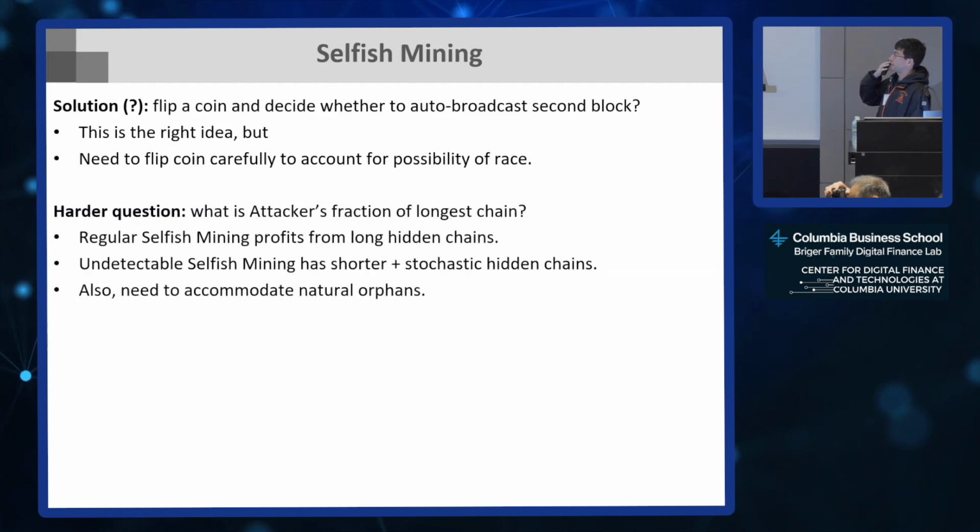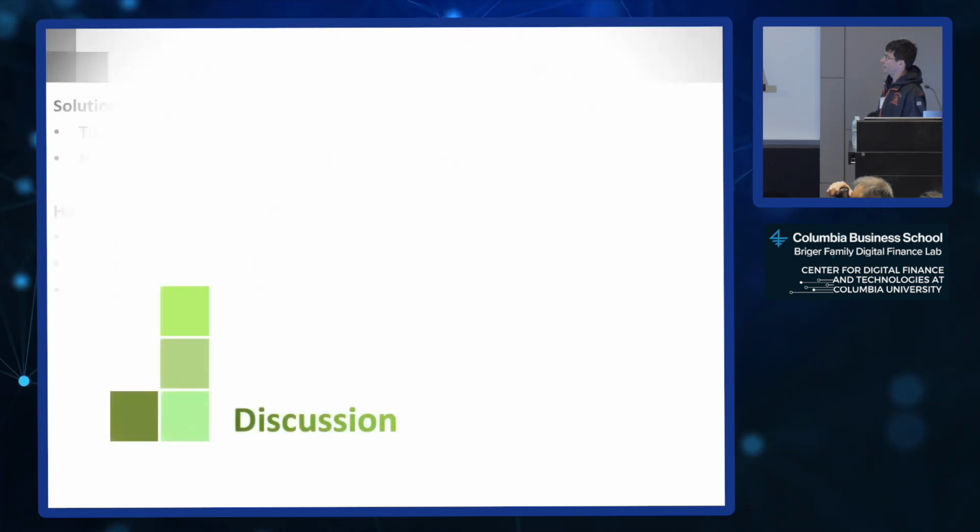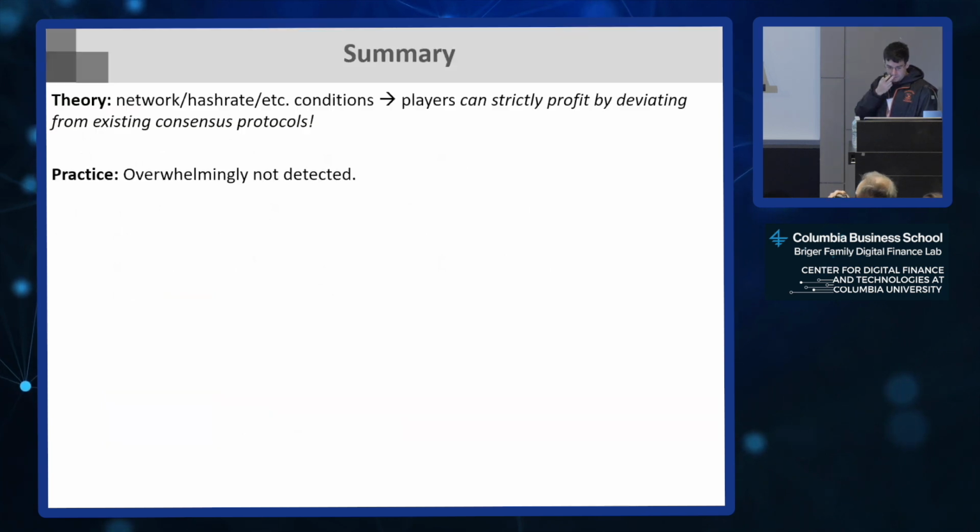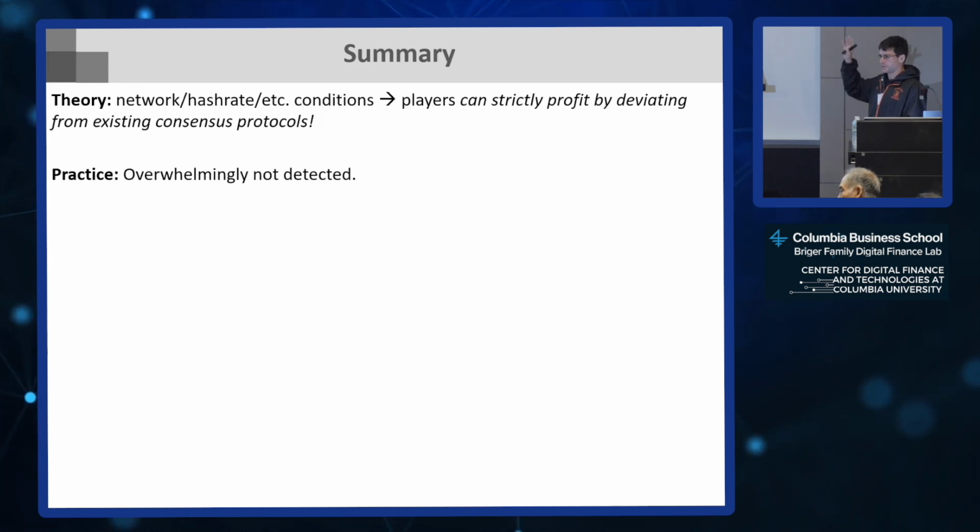The harder question is figuring out what is actually the fraction of blocks you have in the longest chain. I'm not going to give any intuition for that, but that is possible. Okay, so let me give a conclusion slide, and then maybe I will pause for questions. And if there's not a lot of questions, I will briefly describe some of the other justifications that are out there for why people aren't selfish mining in practice.